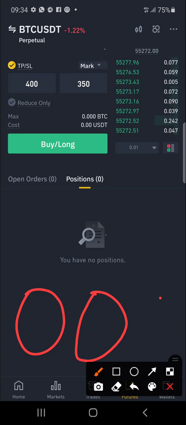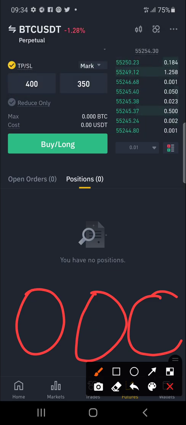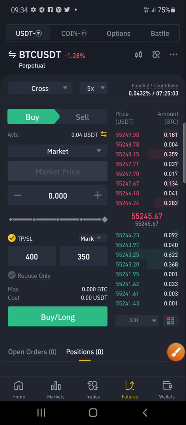Then here again, you will see close position. If you want to close your position at the current profit you have made, even though it has not reached your take profit level, you tap there and click on market price, the current market price. Then you take your profits and go your way. So that's what it's all about, buying in futures.